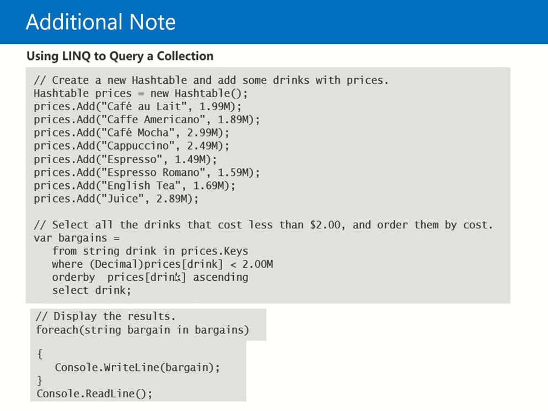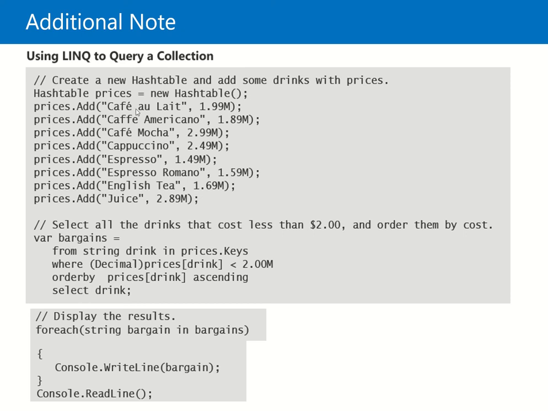This is optional, but it's a good idea to do this if you want to display the result from the cheapest to the most expensive, let's say. So you can add an additional option here called order by. You can do order by prices drink, which is the value. So order by the value in ascending order, as long as it meets this criteria, less than 2. And then you select the drink.